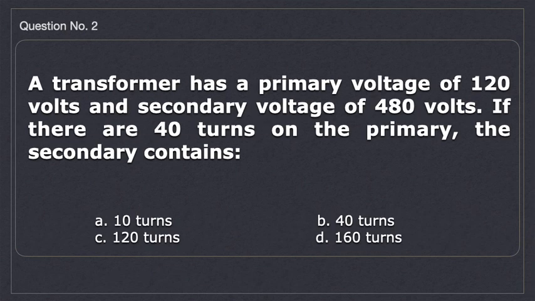Question number 2. A transformer has a primary voltage of 120 volts and secondary voltage of 480 volts. If there are 40 turns on the primary, the secondary contains A. 10 turns, B. 40 turns, C. 120 turns, D. 160 turns. Answer: D. 160 turns.